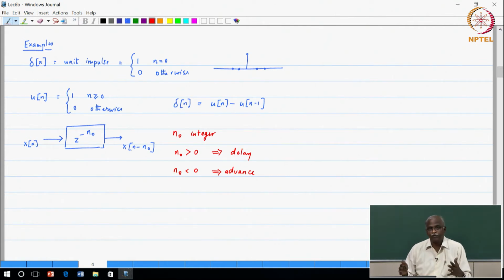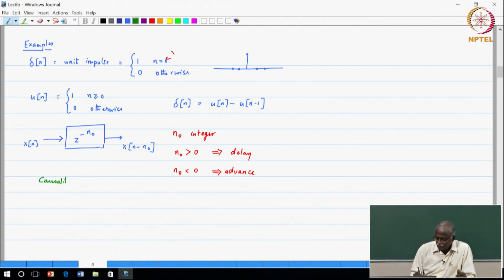So, this is feasible for all sequences. We can shift them forward to the right or to the left. We can either delay them or we can advance them. Now, as part of the examples, we will include some basic definitions. It is useful for consistency when we talk about these things later on in the course.